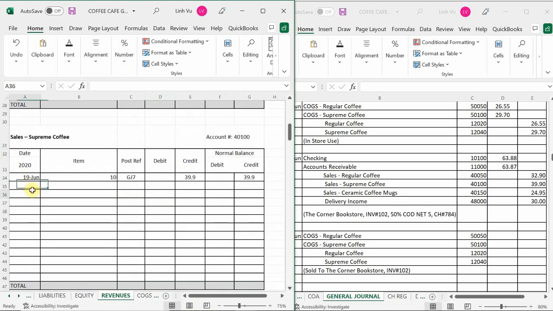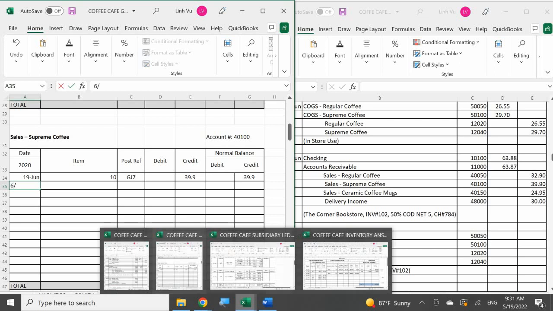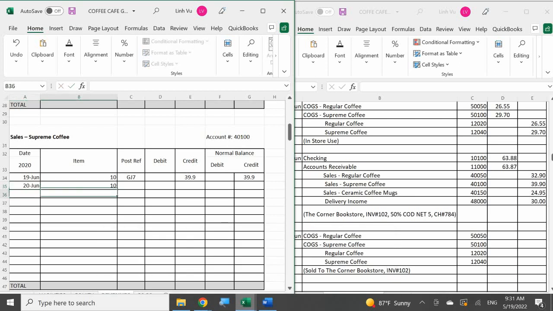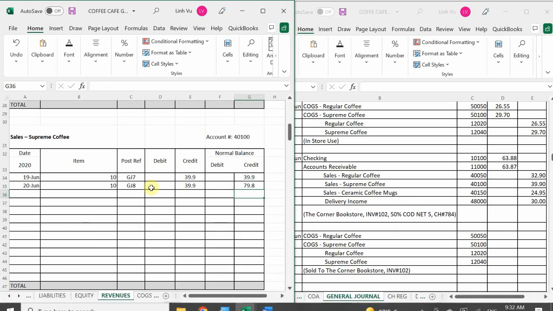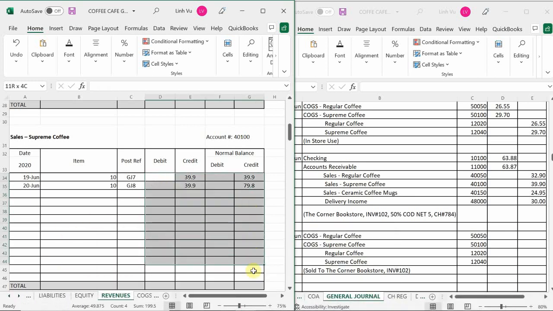My Supreme coffee, I must have sold 10 pounds as well. Journal 8. And I sold it for $39.90. Which, in grand total, I sold $79.80 worth of my Supreme coffee.